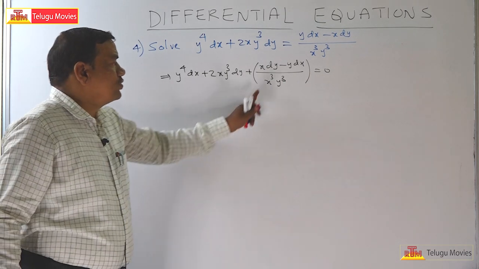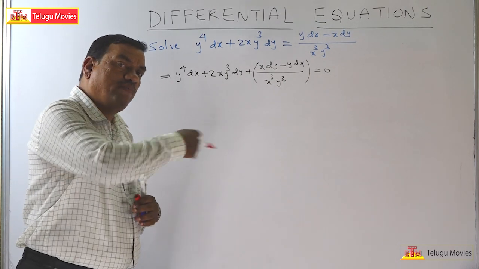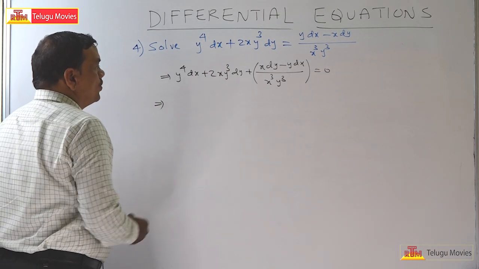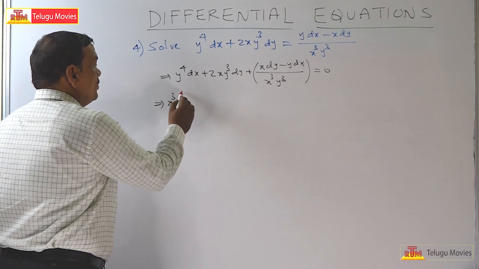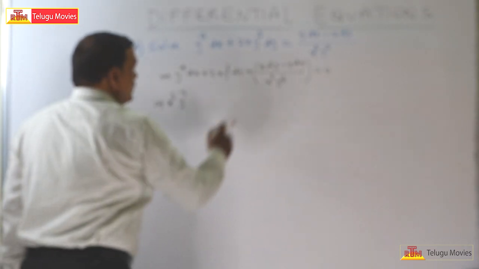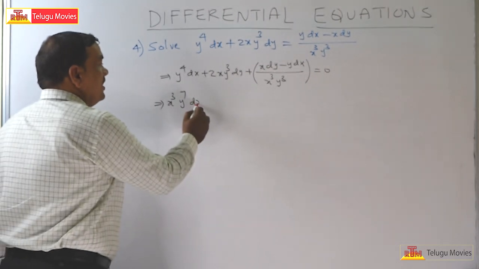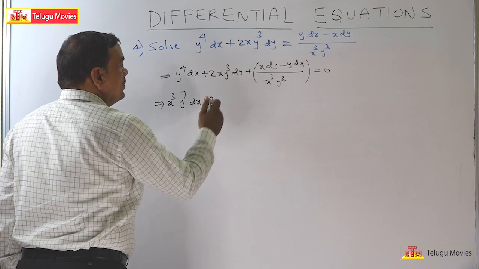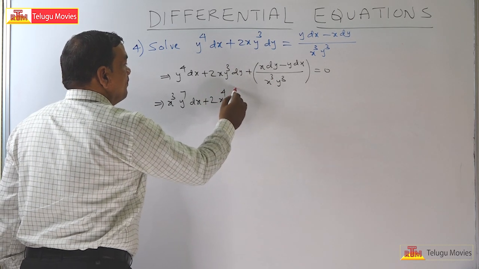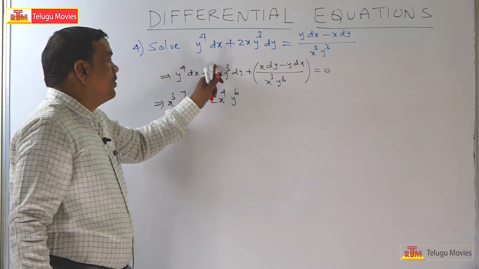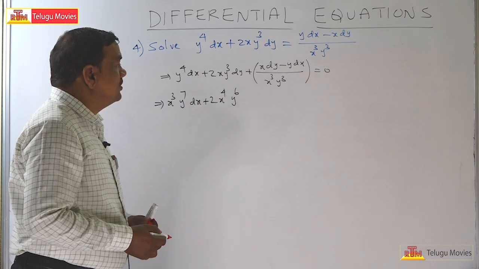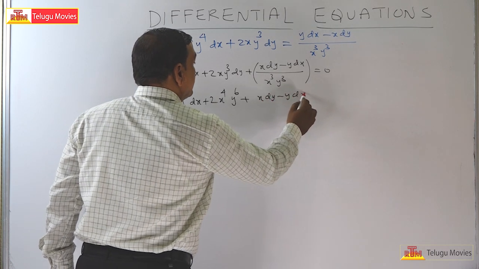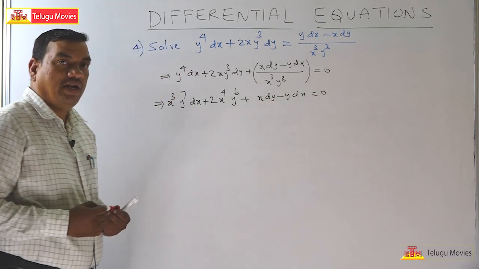Now, what will we do now? So, x cube y cube is there, no? So, multiply with x cube y cube on both sides. Then what happens? This is equal to x cube into y power 4 into y cube, y to the power of 7 dx plus 2 into x cube into x, that is x power 4, and y power 6, plus x dy minus y dx is equal to 0, right.